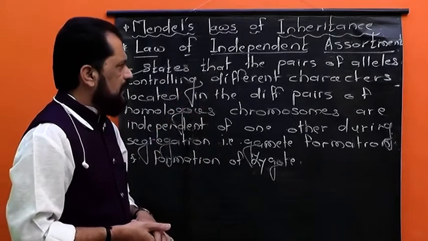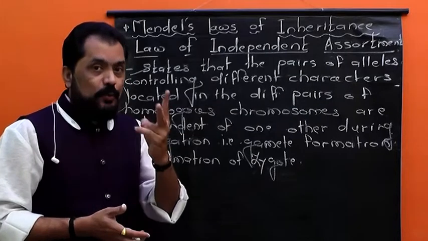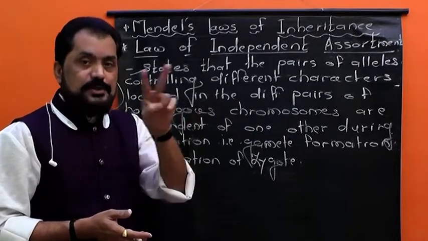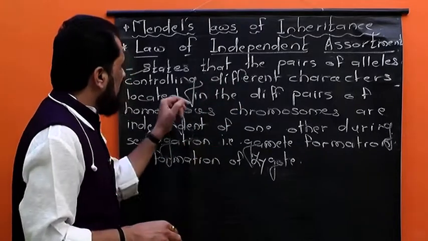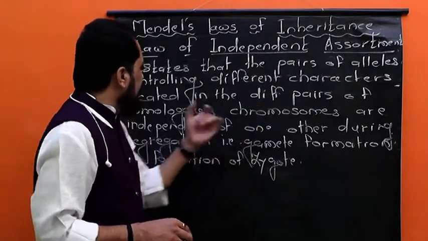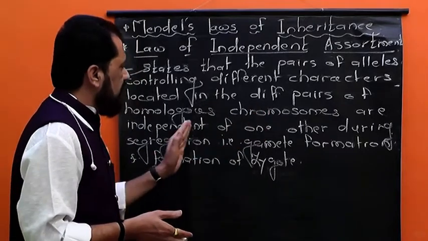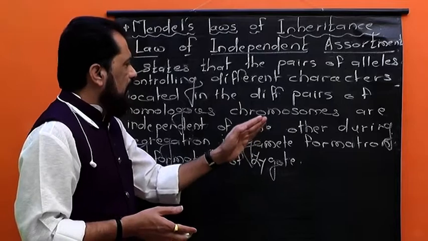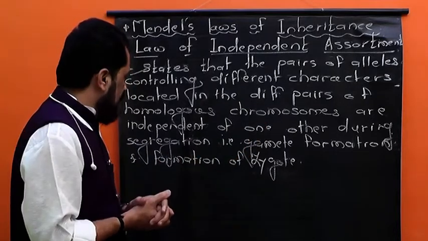This law states that the pairs of alleles, it means either two or more pairs of alleles controlling different characters, located in the different pairs of homologous chromosomes, are independent of one another during segregation, during gamete formation, as well as formation of zygote.